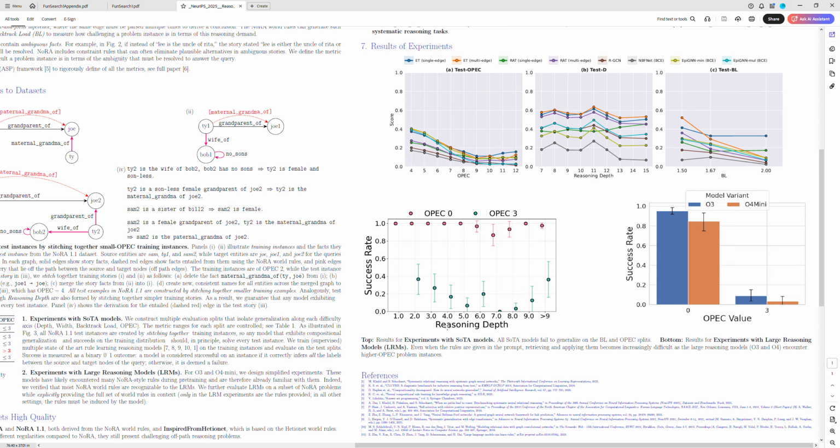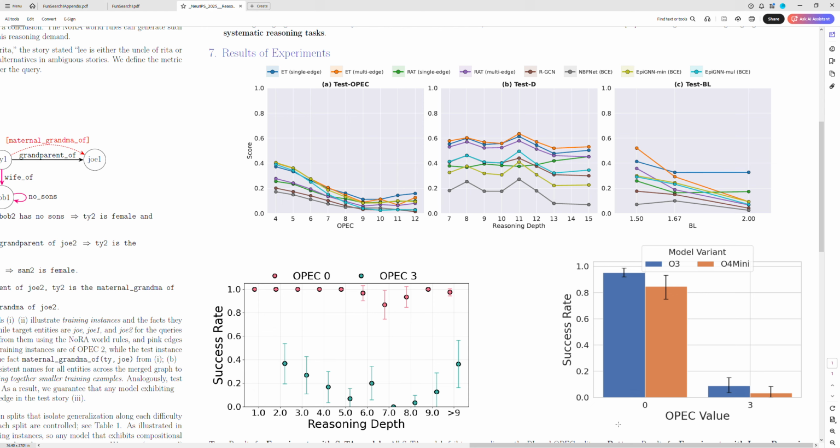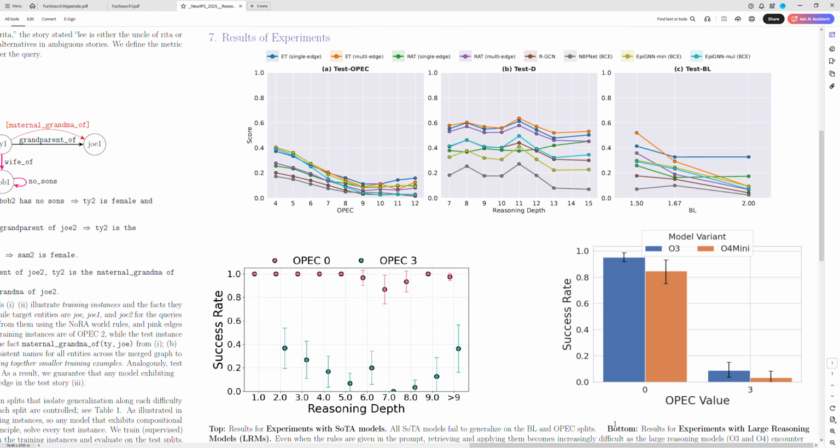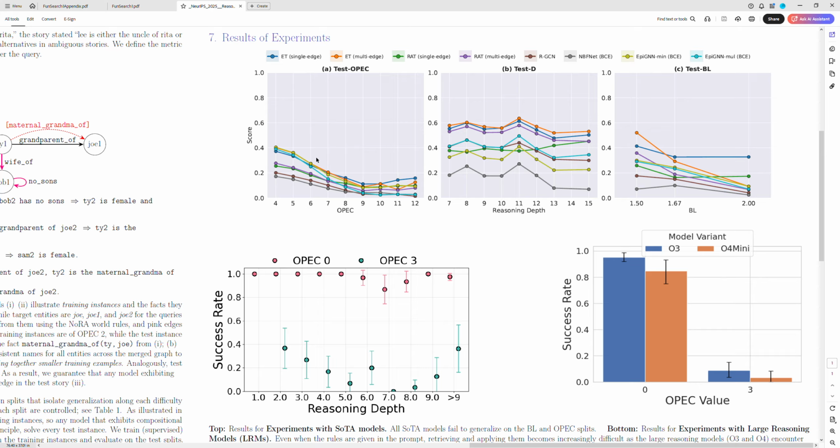So the top one is, the test topic is the one we're interested in. So this panel right here is how state-of-the-art systematic reasoning models perform on this new kind of difficulty, which is OPEC.